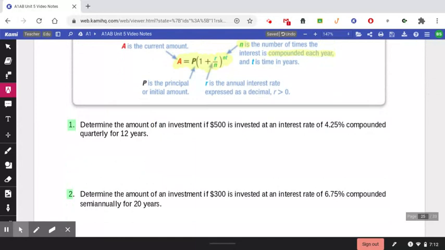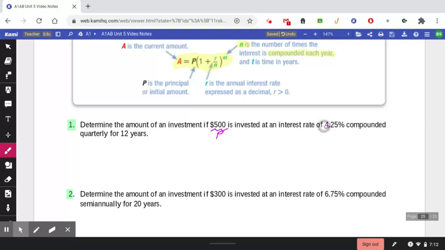So let's look right into a problem and dissect this here, because a lot of it's going to be setting up your formula and just plugging it in your calculator. Determine the amount of an investment if 500 is invested. So here's our original amount, our principal, right, into a rate of 4.25.